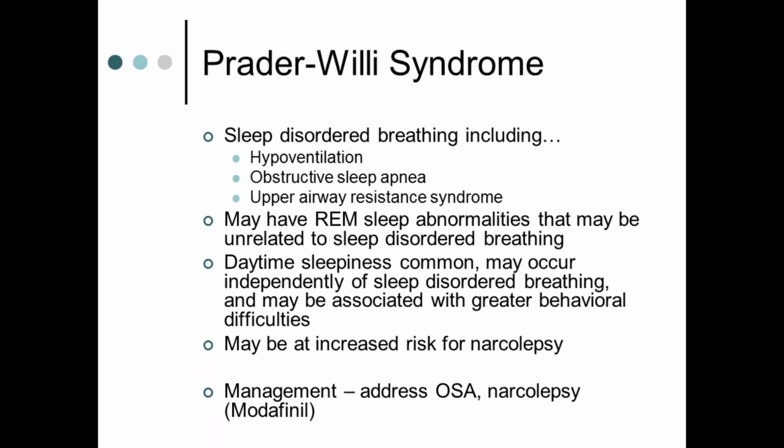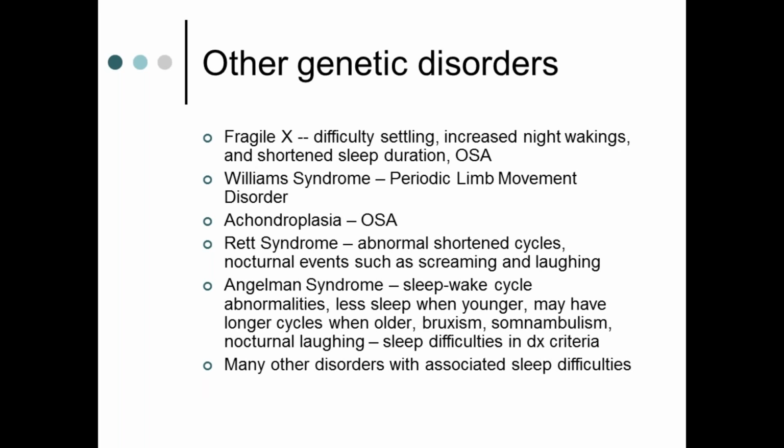Very briefly, for some other genetic disorders, Fragile X: common problems are difficulty settling, because these guys with Fragile X often have an ADHD, mildly autistic kind of phenotype, lots of night wakenings, and short sleep duration, but they can also have obstructive sleep patterns, so you can't miss that.